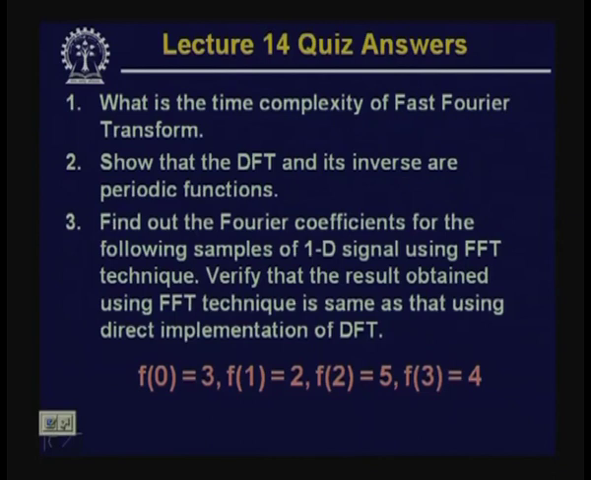The third question is to find the discrete Fourier coefficients for the sequence of samples as given here. We have to compute the fast Fourier transform and verify that the discrete Fourier transform coefficients as well as the FFT coefficients are identical. It is also quite straightforward by using the expressions that we discussed when we talked about the Fourier transformation and discrete Fourier transformation. These coefficients can be easily computed, and it can be verified that DFT coefficients and FFT coefficients are identical.